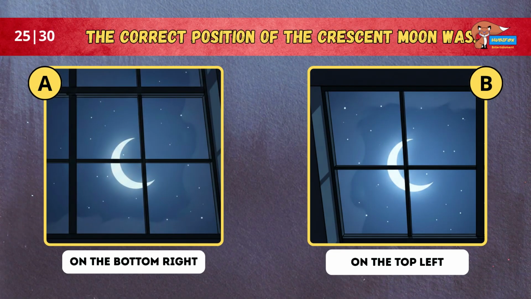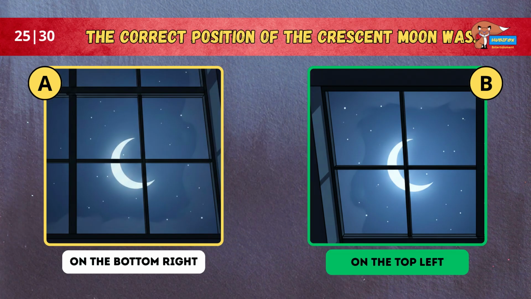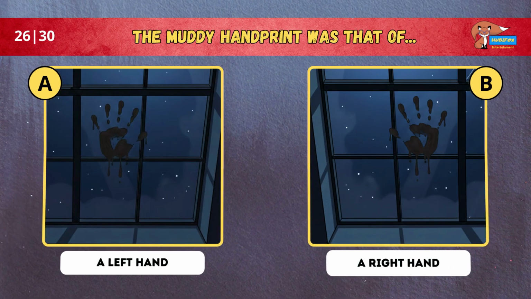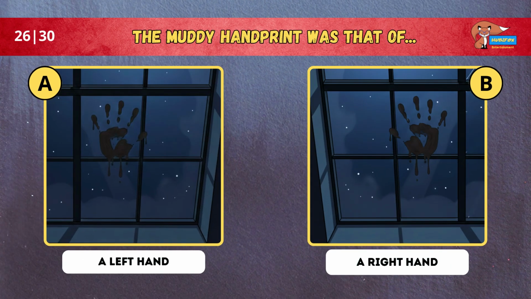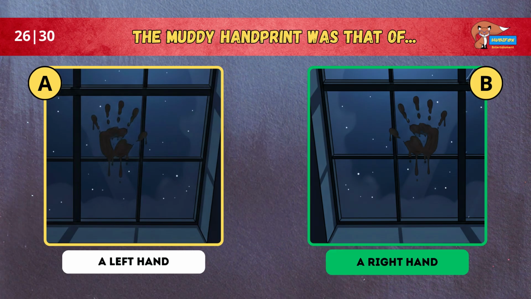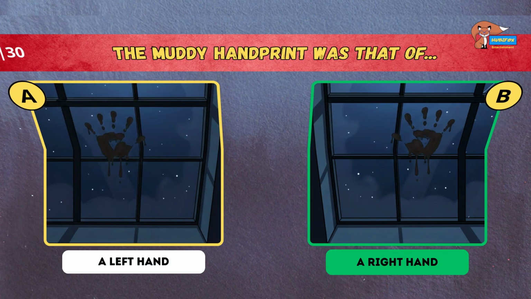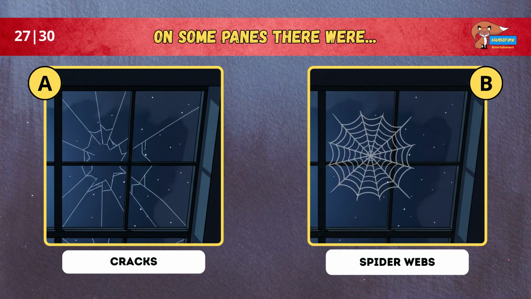The correct position of the crescent moon was on the bottom right or on the top left. The muddy handprint was that of a left hand or a right hand. On some paints, there were cracks or spider webs.